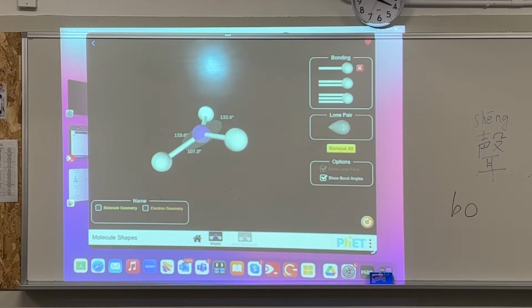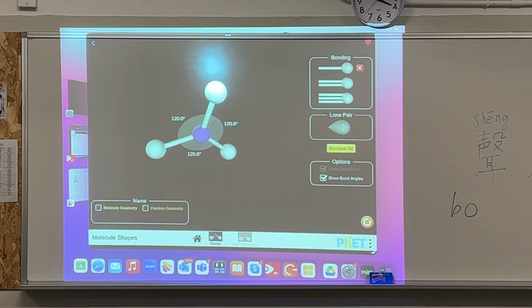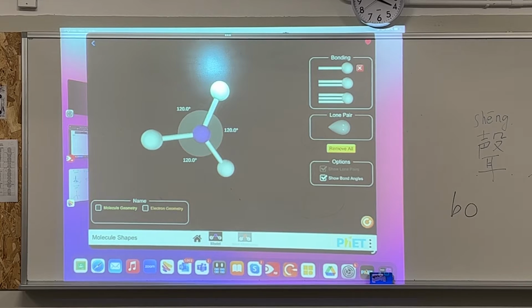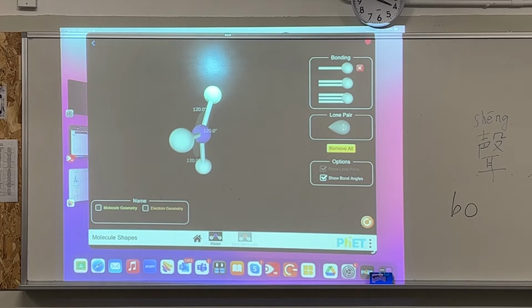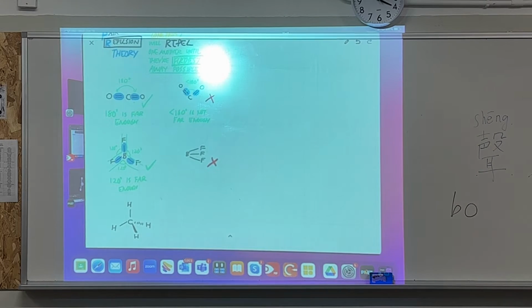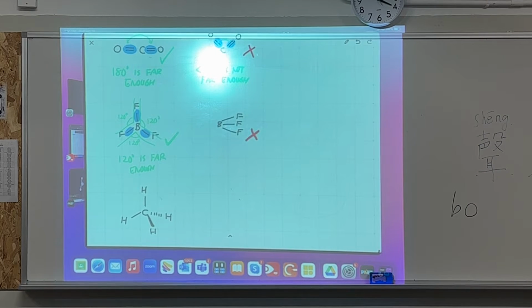When I add one more, they will try to move apart a little bit. And I know 120 is smaller than 180, but that's the best you can do, right? When you have 3 bonds. So you see, with a different number of bonds, there is a different optimal angle. So these angles, unfortunately, you need to know them. And also you need to know the shape.